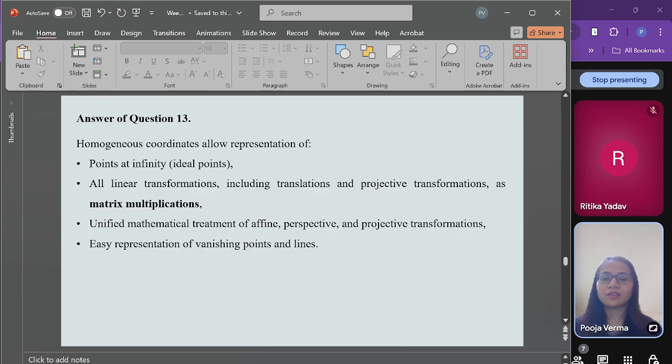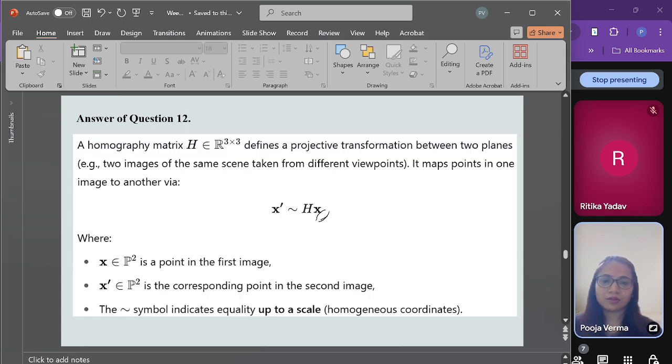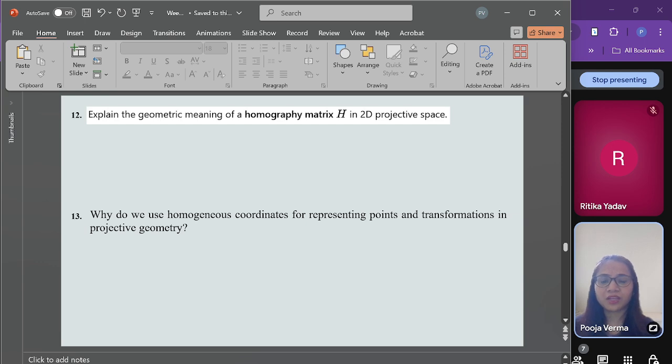Okay, so here the homogeneous coordinates allow representation of points at infinity, that means ideal points, and all linear transformations including translation and projective transformation as matrix multiplications, and that is a unified mathematical treatment of affine, perspective and projective transformations, and easy representation of vanishing points and lines. That's why we require homogeneous representation of the coordinates. So this is the answer for this question.